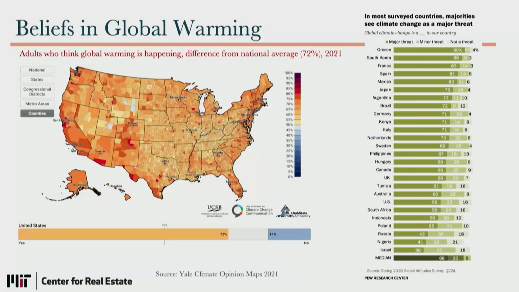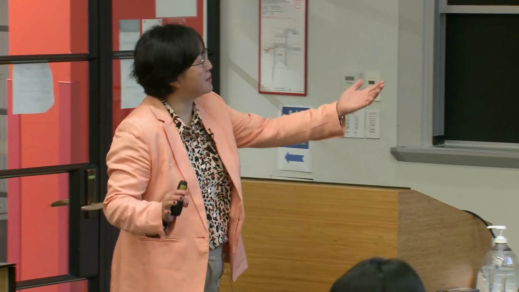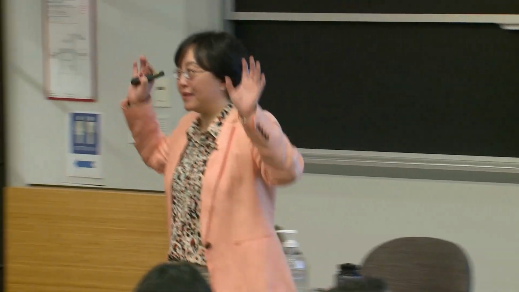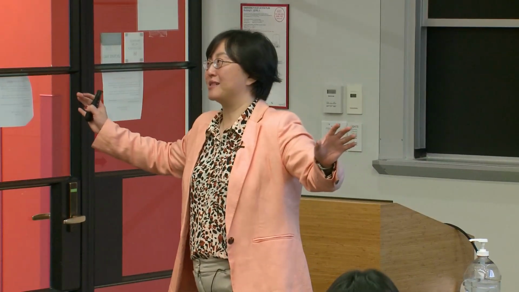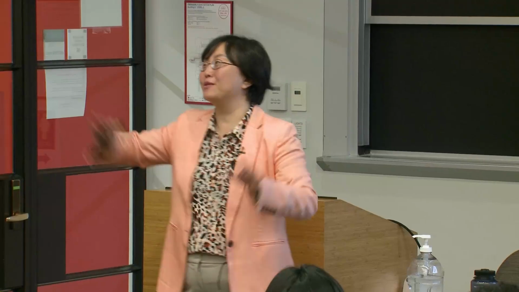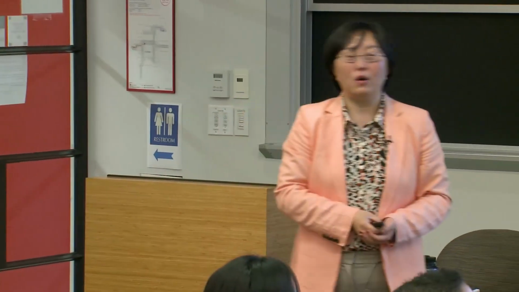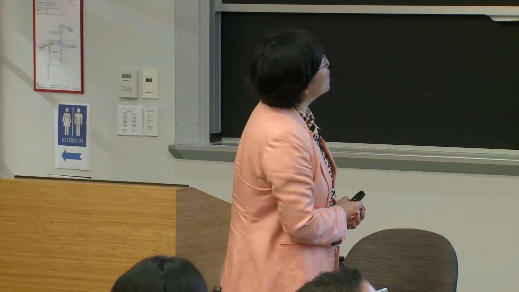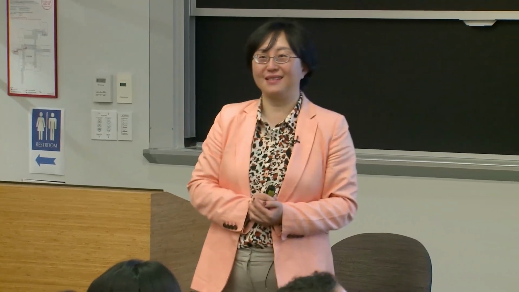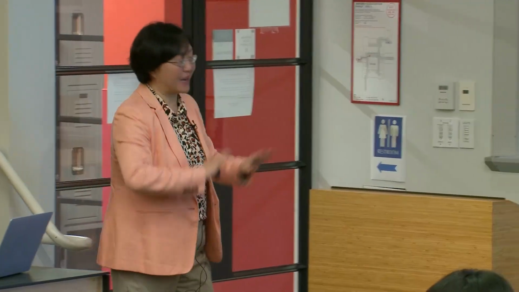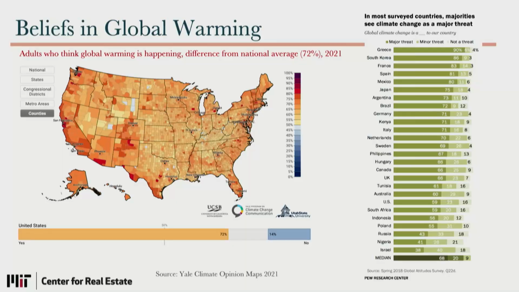Okay, so let me do an interesting thing. For the entire United States, adults, 72%. Let's do a small poll here. In this classroom, this is not a representative sample, right? It's biased. Who thinks global warming is happening? Please raise your hands. Okay, you don't think so? Okay, fine. We are not counting, no pressure.